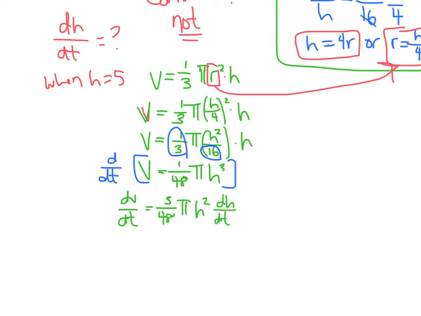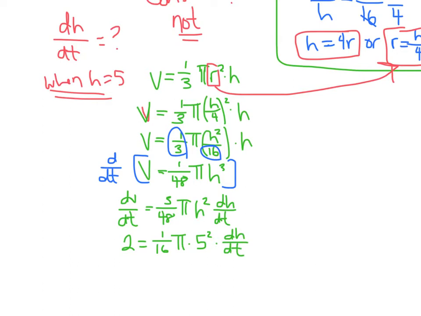Okay, so I can go ahead and plug in what I know and clean up as I do. So I know dv dt is 2. Okay, 3/48, I'm going to just simplify to 1/16, and then pi. Now the h that we are using here, very important. The h we're using here, they wanted the rate of change of height when h was 5, when the height is 5. So we're going to use that height of 5. So 5 squared times dh dt, because that's what we don't know.